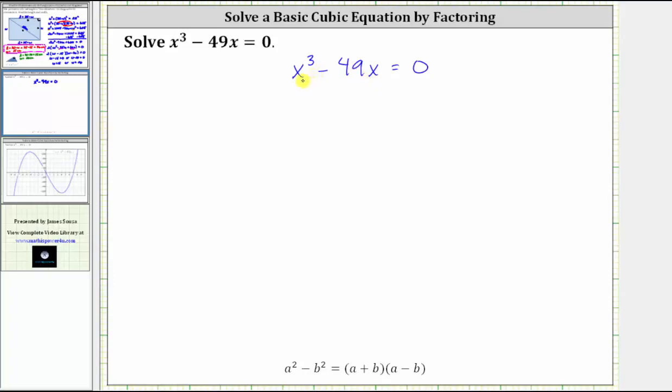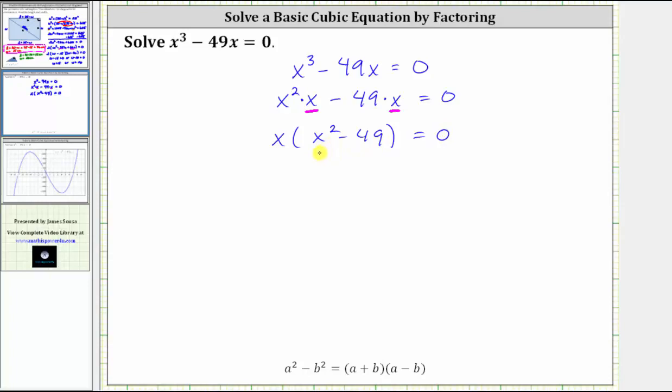To show this, we could write each term as a product with a factor of x. For example, x cubed is equal to x squared times x, and 49x means 49 times x. This is an optional step, but it can be helpful because we can actually see the greatest common factor of x. We can also see the remaining factor in each term after factoring out x. So if we factor out x, we can see we're left with x squared minus 49, and this product is equal to 0. Now we need to see if we can factor x squared minus 49 further.